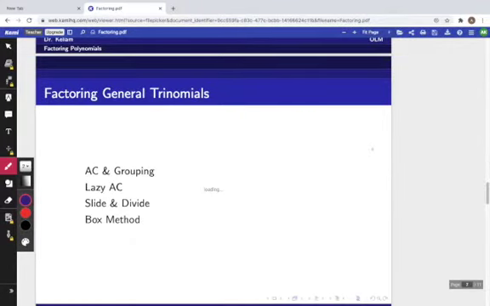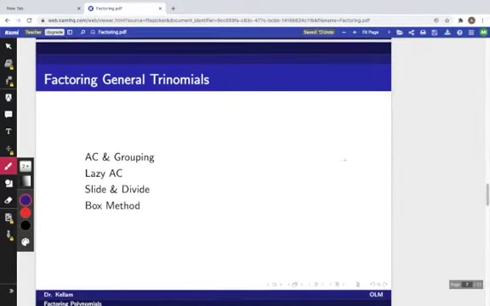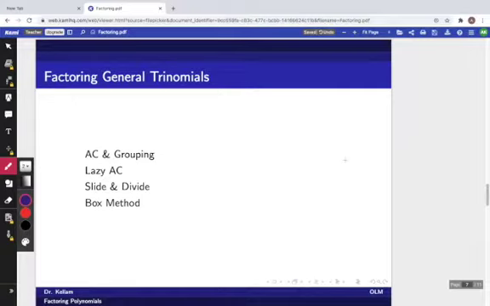So, if we're talking about general trinomials, what this means is they're not perfect squares. So, there are a lot of different methods for organizing ourselves, but they all work off the same principle.